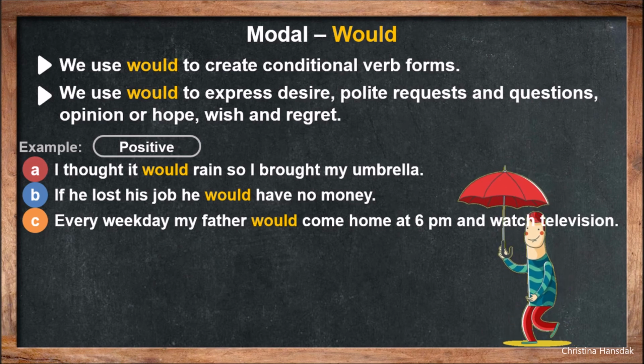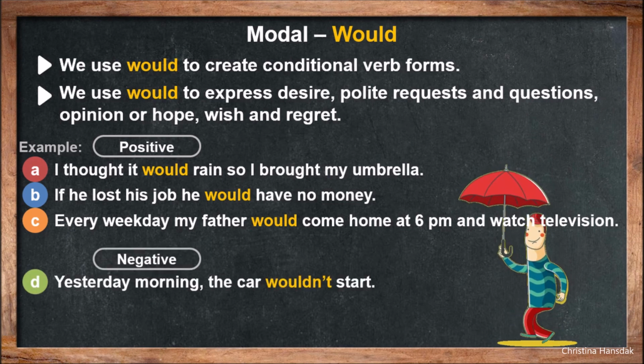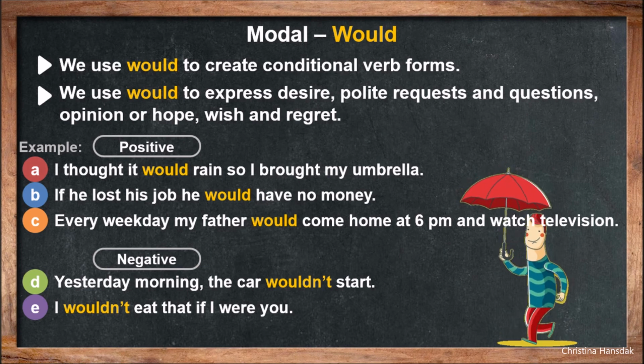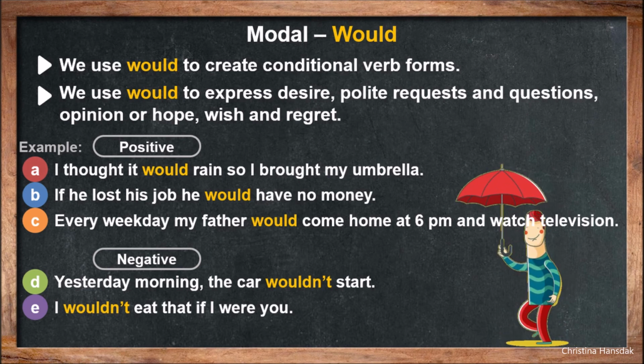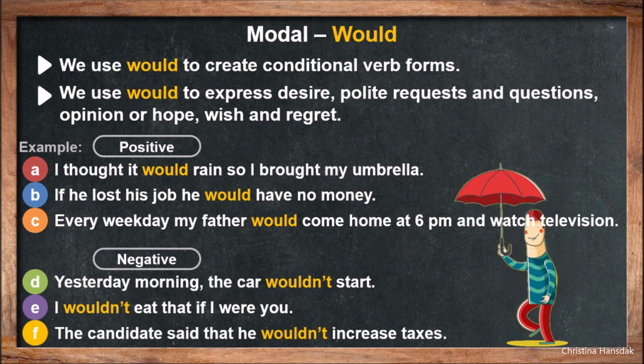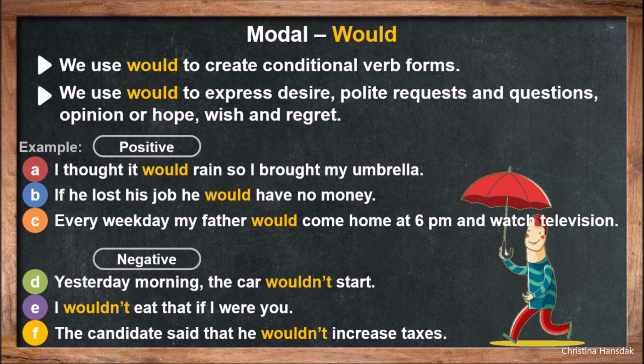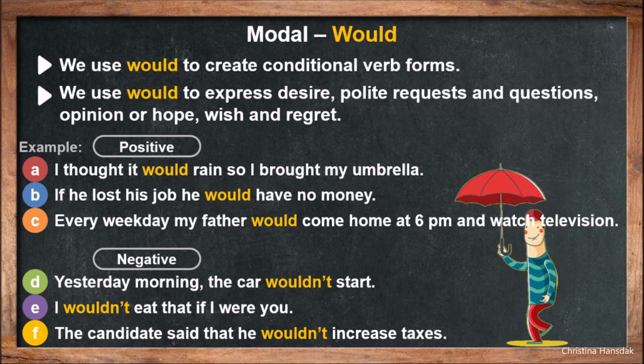Sentence number C. Every weekday my father would come home at 6 p.m. and watch television. Sentence number D. Yesterday morning the car wouldn't start. Sentence number E. I wouldn't eat that if I were you. Sentence number F. The candidate said that he wouldn't increase taxes. Students, the upper three sentences are in the positive forms and the remaining three sentences are in the negative forms.